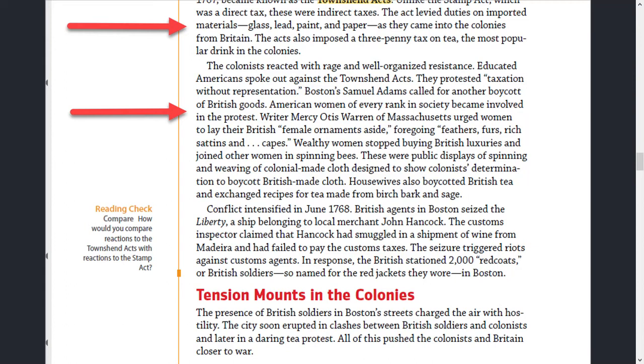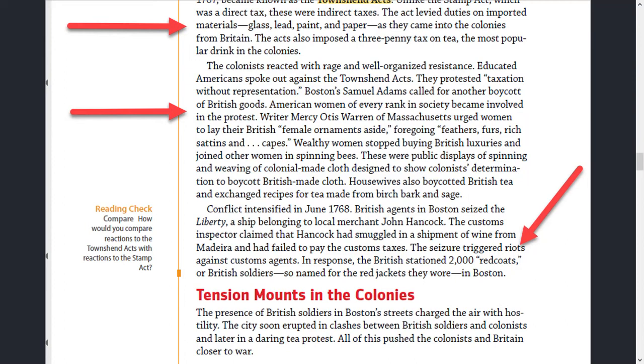So we're starting to see a pattern here. With the Stamp Act, they organized the Stamp Act protest. With the Townshend Acts, they organized more organized resistance, which led to riots in which they actually laid hands on police and customs agents and attacked them.